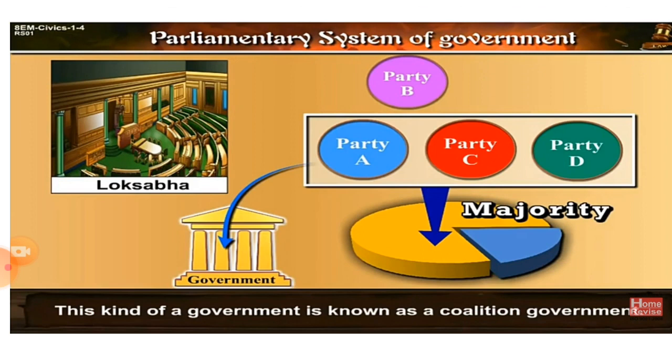The last characteristic of the Indian parliamentary system is that the Prime Minister and the Council of Ministers chosen by the Prime Minister together form the executive in the parliamentary system of government.